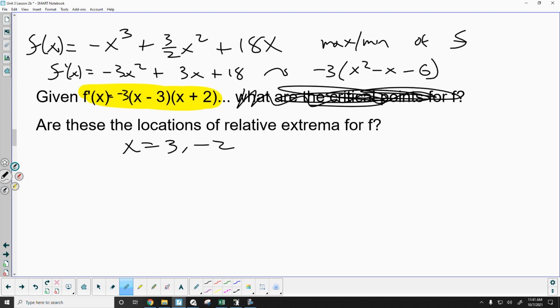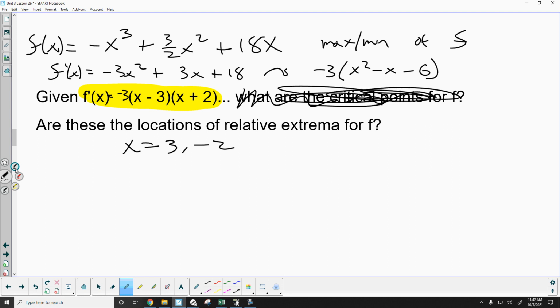All you need is 1 point. Don't need all of these. Just pick one that's in between those. That's all you'll need. Now, be careful.